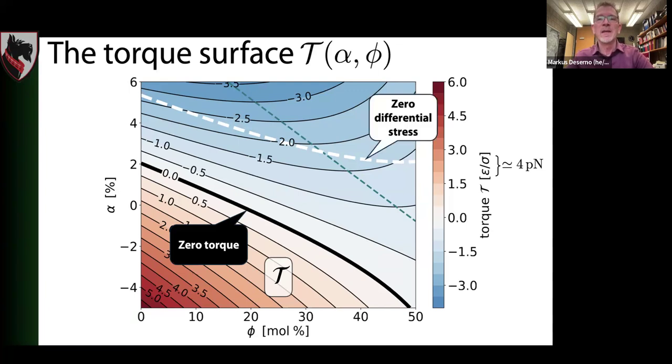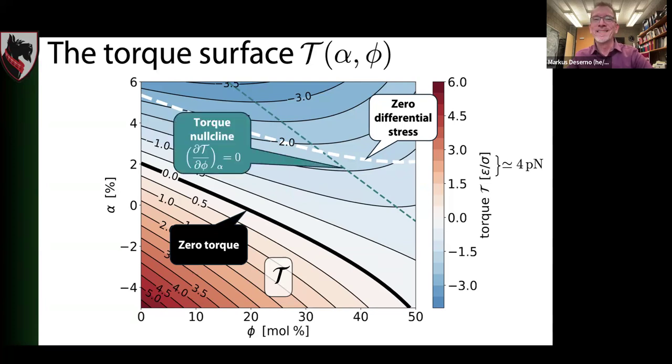There's another weird curve up here. This turns out to be the one where the differential stress is zero, which is a completely different condition. There's also this dashed line in here, which is a torque null line. This is the place where the torque is insensitive to changes in the cholesterol. So lots going on here.